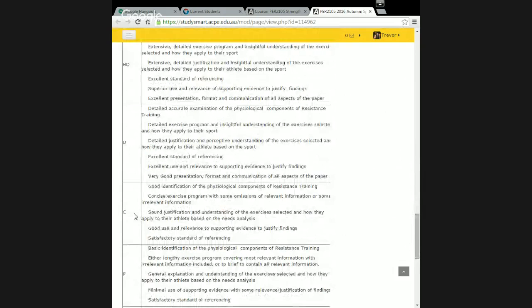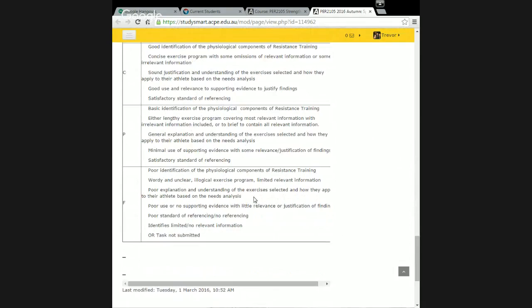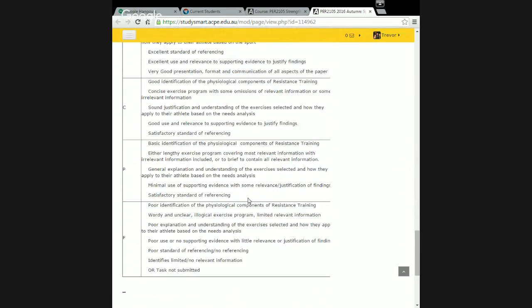to a C or a credit, as we like to call it: good identification, and you're concise about it and you sound. A pass is basic identification of the components. So a person has just identified, oh, we need to lift heavy to get big, without going into too much detail. If you haven't included any identification and how the science supports your program, that's when you're running into trouble with a fail. If we tick off these, so if we go, yep, your referencing's pretty good, you've got some supporting evidence, general explanation's good, lengthy exercise, yep, basic identification, yep.